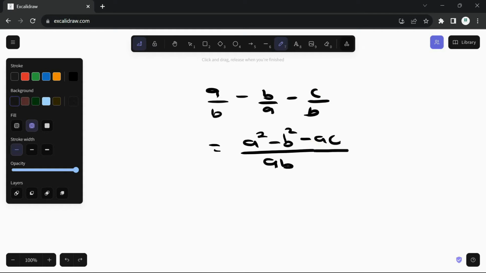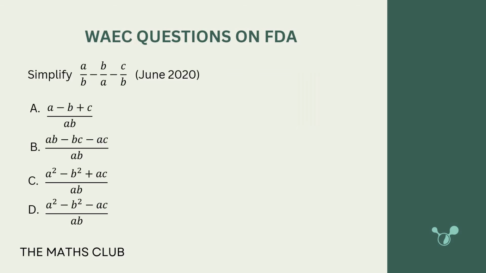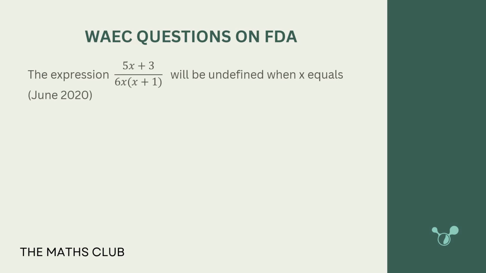So this is A squared minus B squared minus AC, A squared minus B squared minus AC all over AB. Yeah, so that's it. Our answer is option D. Great. Let's go to the next question.